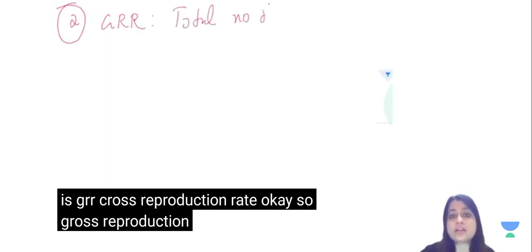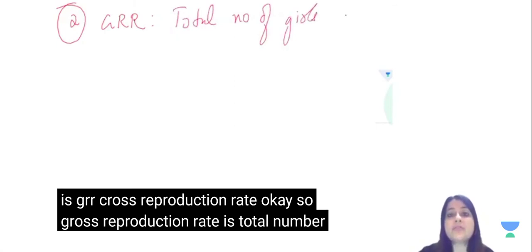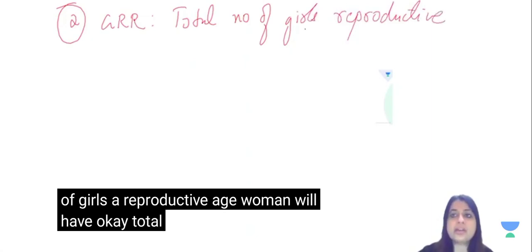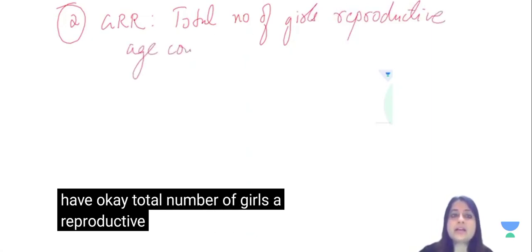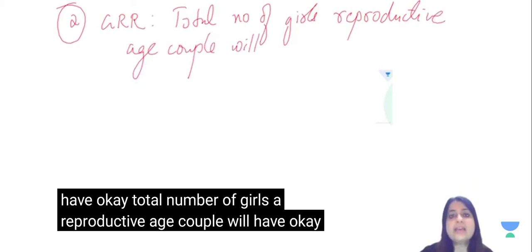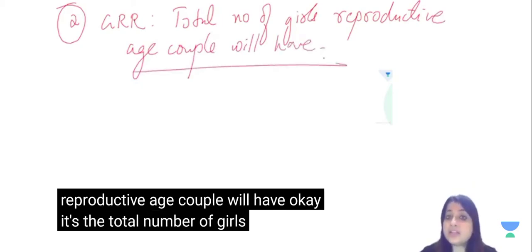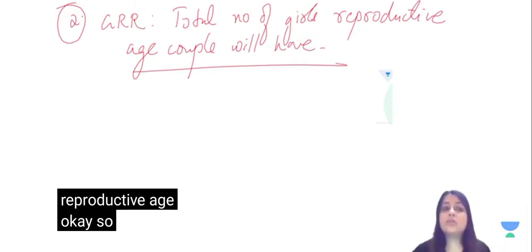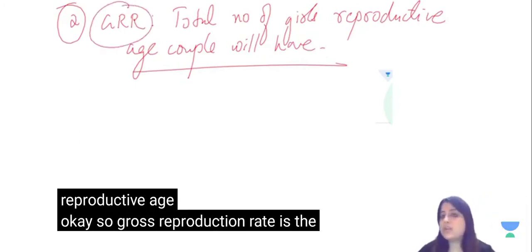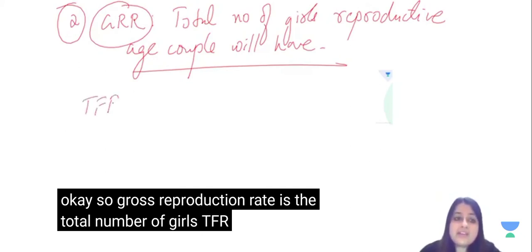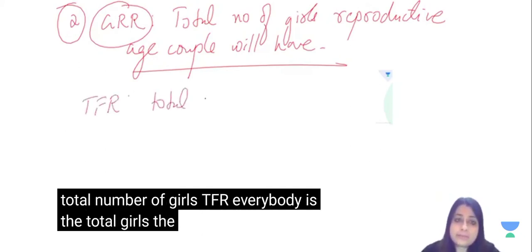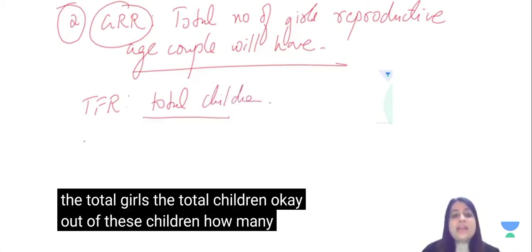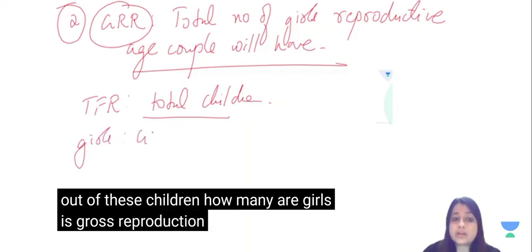So gross reproduction rate is the total number of girls a reproductive age woman will have. The total number of girls any reproductive age couple will have. TFR, everybody, is the total children. Out of these children, how many are girls is gross reproduction rate.